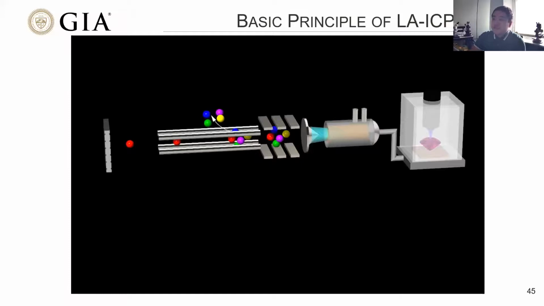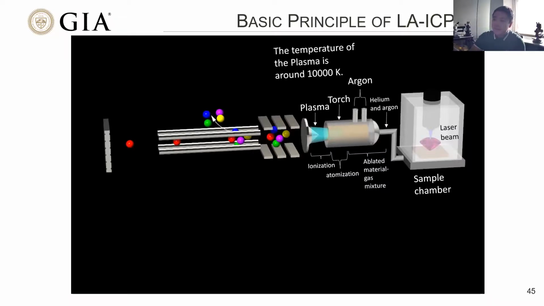In the laser ablation system, the gem is ablated very slightly by a laser beam. The very small fine grains of ablated gem powder are then transported with argon and helium carrier gas to the plasma torch. The temperature of the plasma in the torch is very high, about 10,000 K. The high temperature atomizes and further ionizes the sample particles.